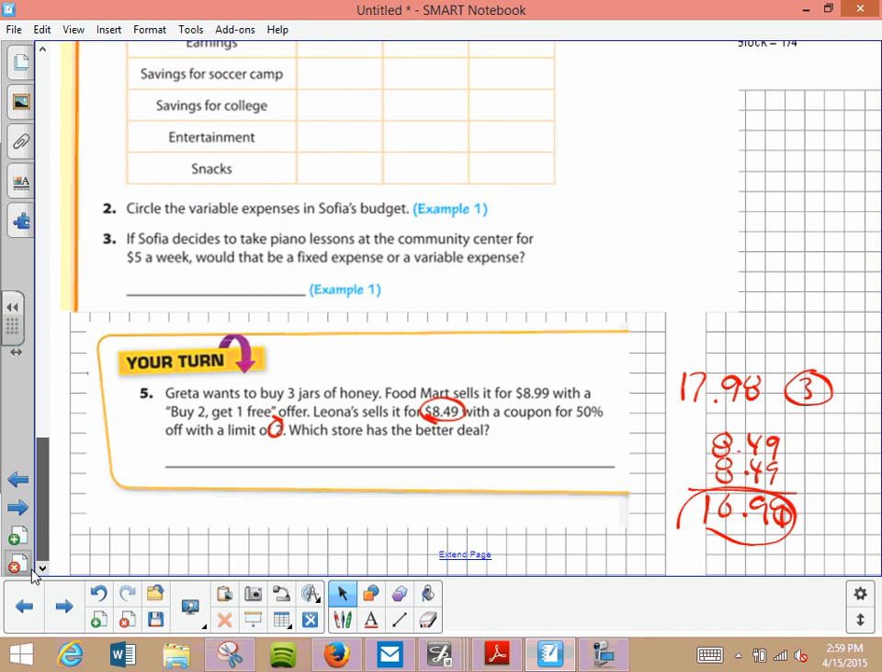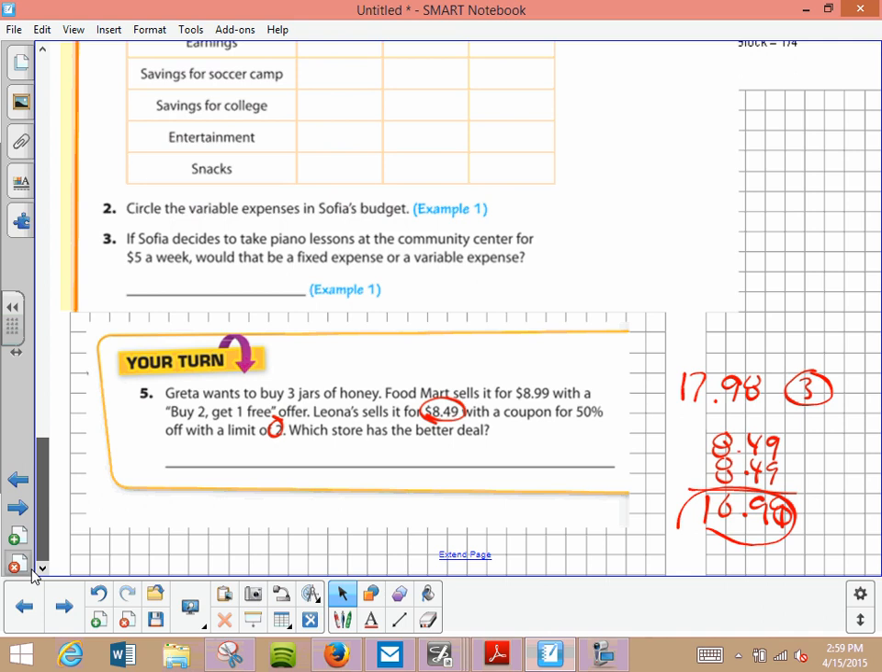All right. Greta wants to buy 3 jars of honey. Food Market sells it for $8.99 with a buy 2 get 1 free. Leona sells it for $8.49 with a coupon for 50% off, with a limit of 2. Which store has the better deal? Which one was it? The second one. Why? For the second one? It wasn't necessary though.